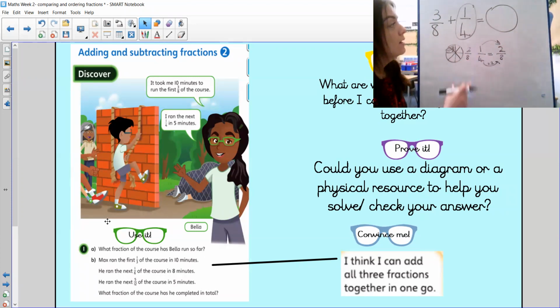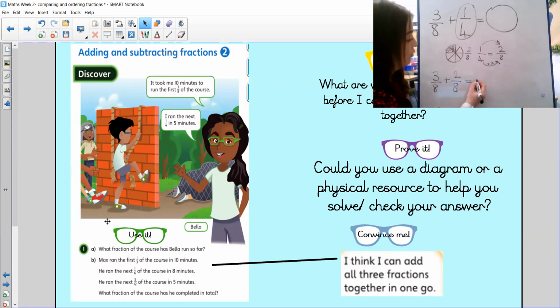Okay, so now I'm not doing 3 eighths add 1/4. I'm now doing 3 eighths plus 2 eighths because it's the same amount. It's just that they are now in the same denominator, which means it's nice and easy for me to add them together.